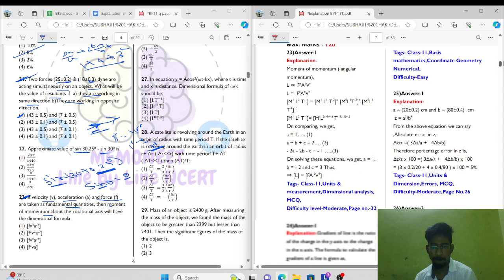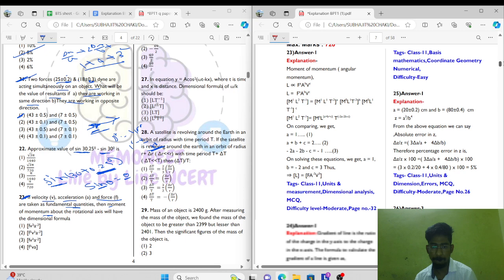This is angular momentum. I think you guys will be confused by the terminology moment of momentum. No, you don't need to be confused. It is nothing but the angular momentum, that is given by I into omega, right? I is equal to mr square and omega is equal to v by r. So from that I think you guys can calculate. So momentum is written by L.